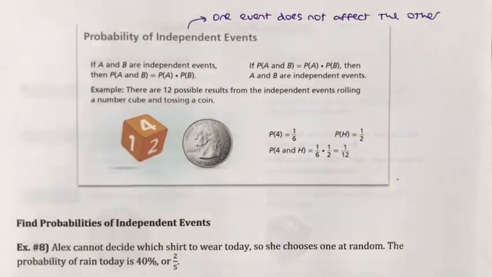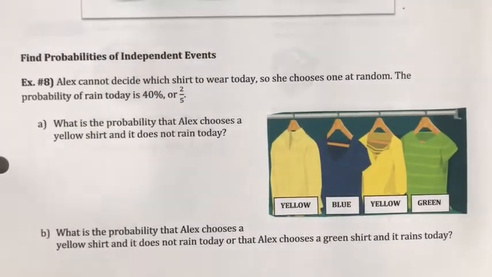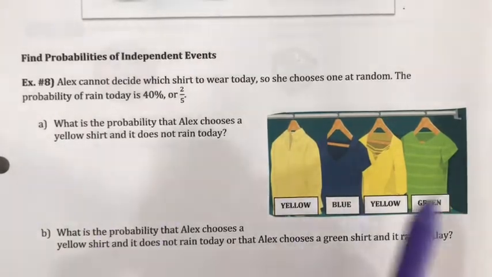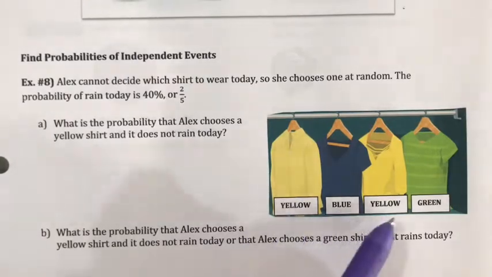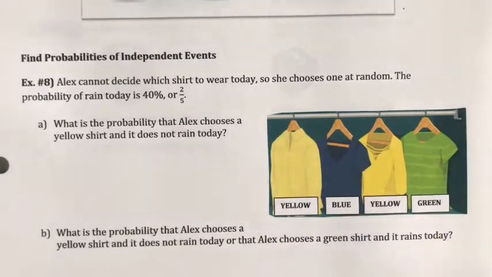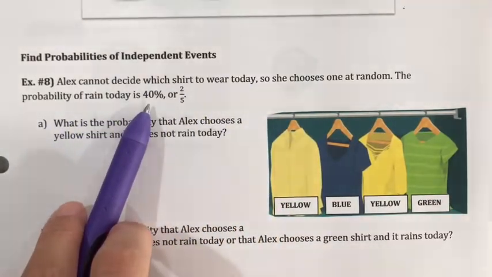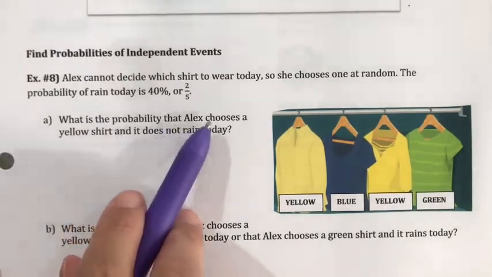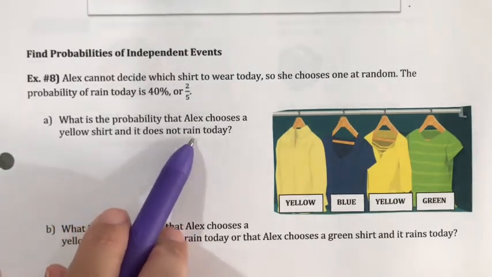So let's do a few examples together. Alex cannot decide which shirt to wear today, so she chooses one at random. I wasn't sure if you guys have color printers, so I wrote that the first shirt is yellow, this one's blue, this one's yellow, this one's green. The probability of rain today is 40%. Let's say she watched the weather, and so it's a 40% chance of rain. What is the probability that Alex chooses a yellow shirt and it does not rain?